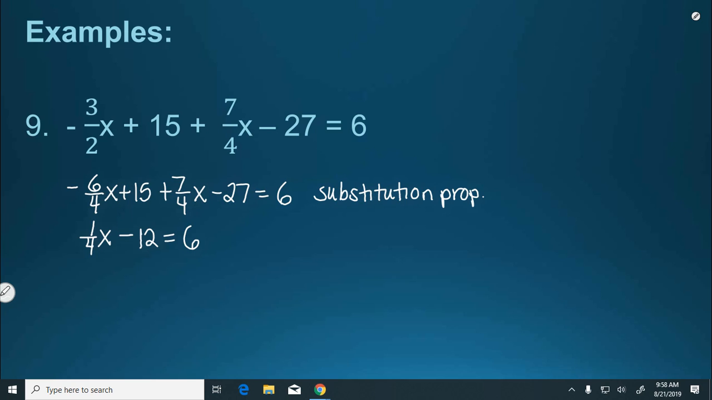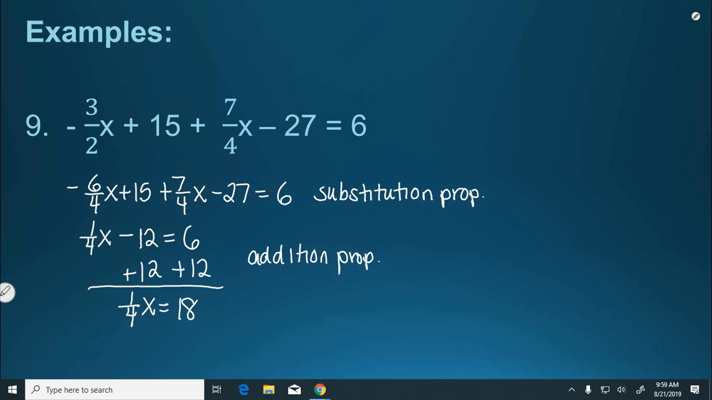Now I'm going to use the addition property to add 12 to both sides. I get 1/4 x equals 18. Then I'm going to multiply both sides by 4/1 or just 4 and get my final answer. 4 times 8 is 32, carry the 3. 4 times 1 is 4, plus 3 is 7. So my final answer is 72.